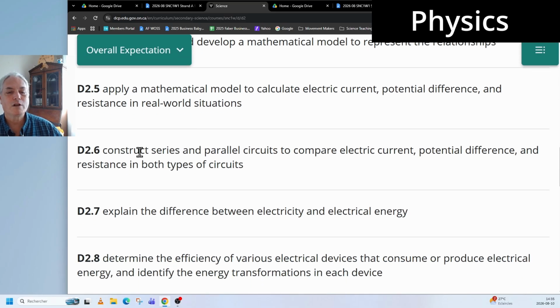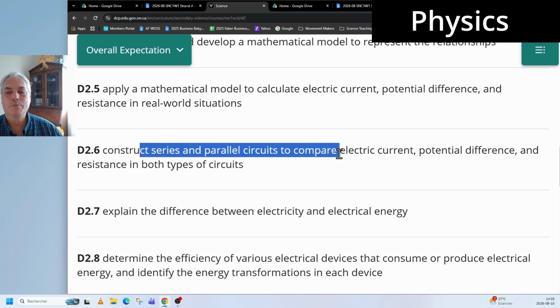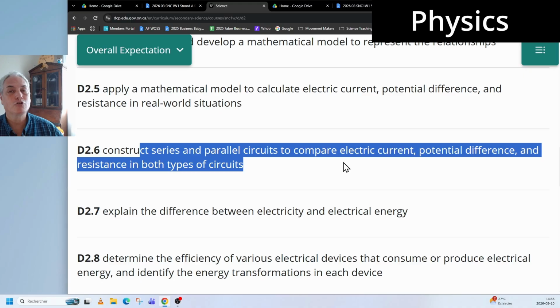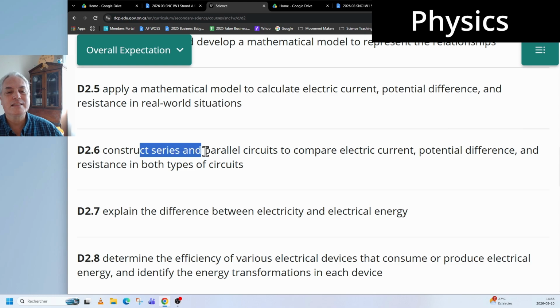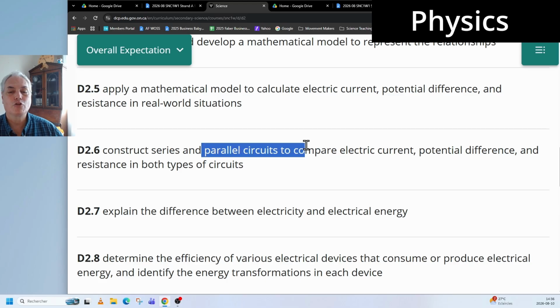We're going to construct series and parallel circuits to compare electric current, potential difference, and resistance in both types of circuits. So usually I do it in series with the hands-on activities. If people want to go and use simulations for parallel circuits, they can.